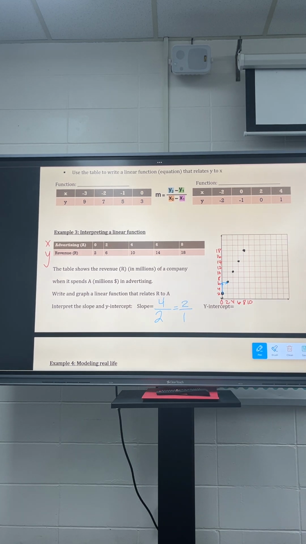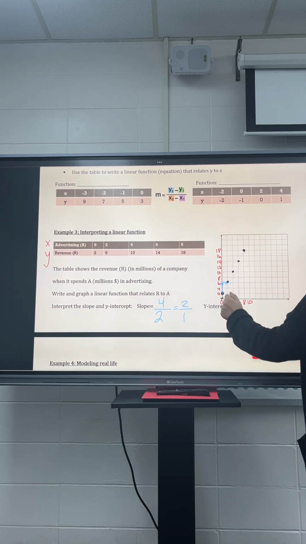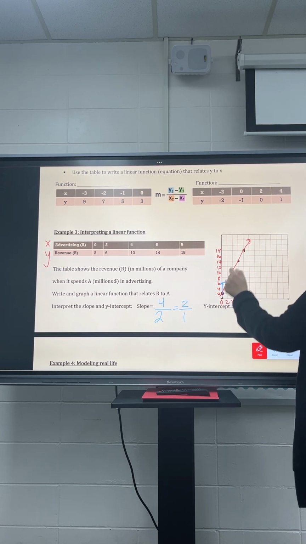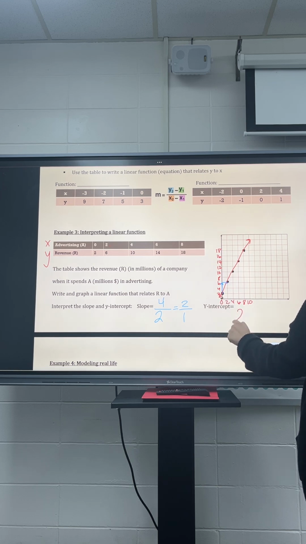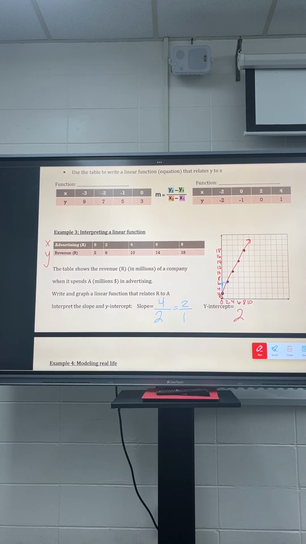And the y-intercept is where my line crosses the y-axis. If I look at this line, it's crossing the y-axis right here at 2, so my y-intercept is 2. And all I need to do is write the equation. y equals 2 over 1 x plus 2. We could use that to make predictions about this company and the revenue they're going to be making versus what they're spending on advertising, but we can do that at a later point. If you have questions, again, ask, and we'll discuss it tomorrow.